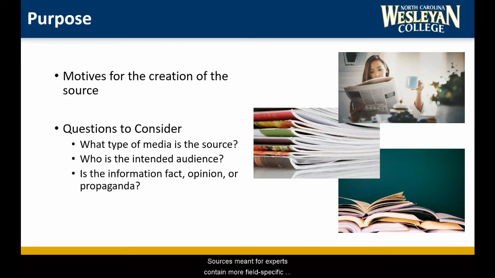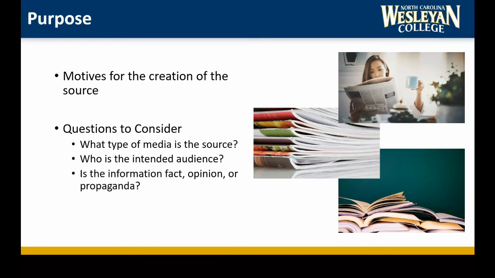Sources meant for experts contain more field-specific jargon and follow accepted formatting and style guidelines. Sources meant for laypeople may simplify a topic and exclude important information. For example, an article on climate change found in a newspaper will not have the same depth or detail as an article in a scientific journal, because most of the audience does not have the educational background needed to understand it. The audience's reasons for reading are also different. The newspaper audience reads to stay generally informed, and the scientific journal audience may build their research on the findings of what they read.